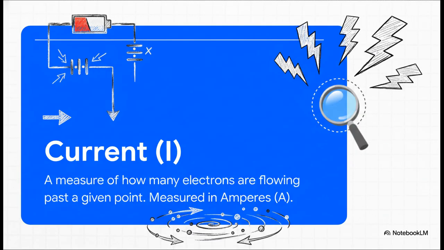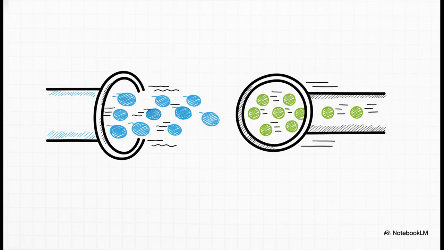Next, we have current. This is the actual flow, how many electrons are moving. Now, you might be wondering, why the letter I for current and not C? It's a great piece of trivia, actually. It comes from an old French phrase, intensité du courant, which just means intensity of the current. So if we stick with our water analogy, if voltage is the pressure from the pump, then current is just the amount of water flowing through that pipe. It's the rate of the flow.